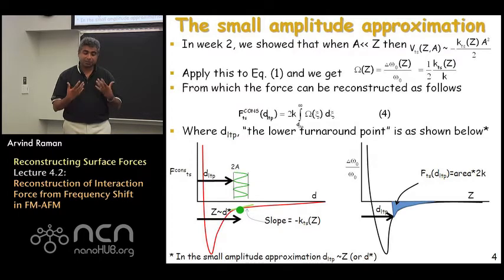All right. So equation 4 would be used if you had omega as a function of z. You would simply take an experimental curve as shown on the bottom right, which would be relative frequency shift as a function of z.